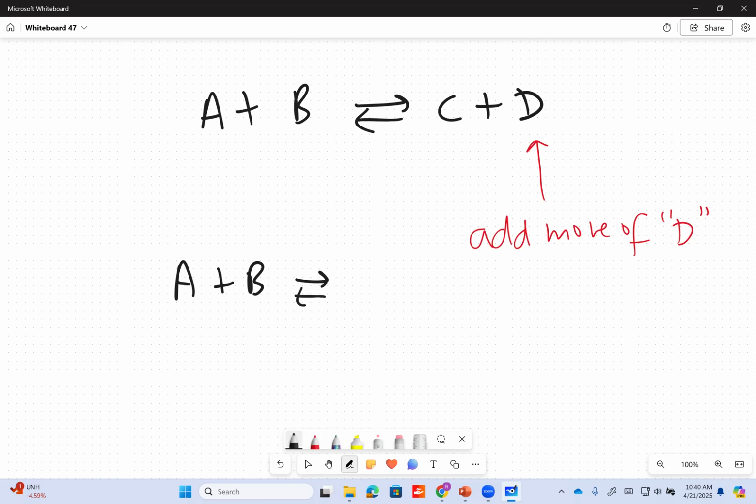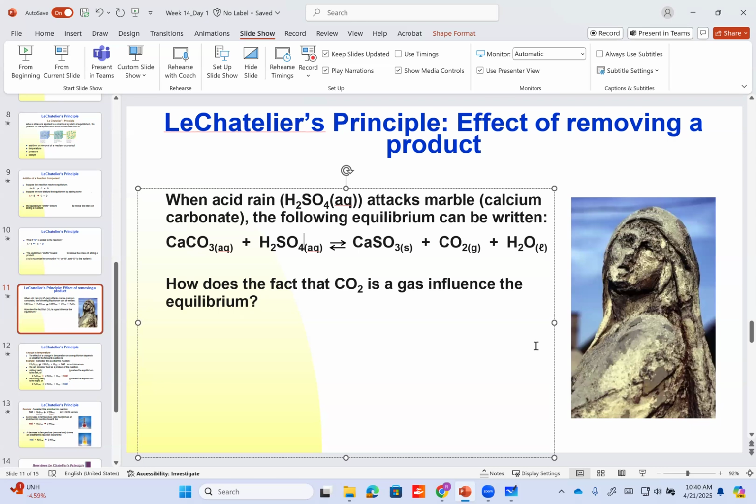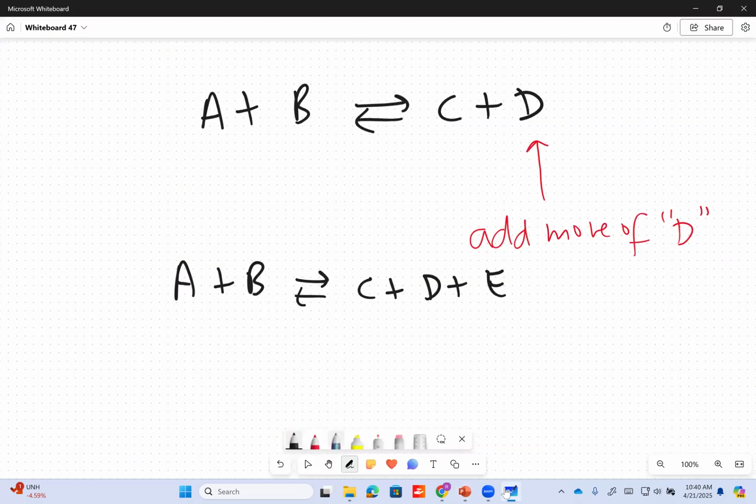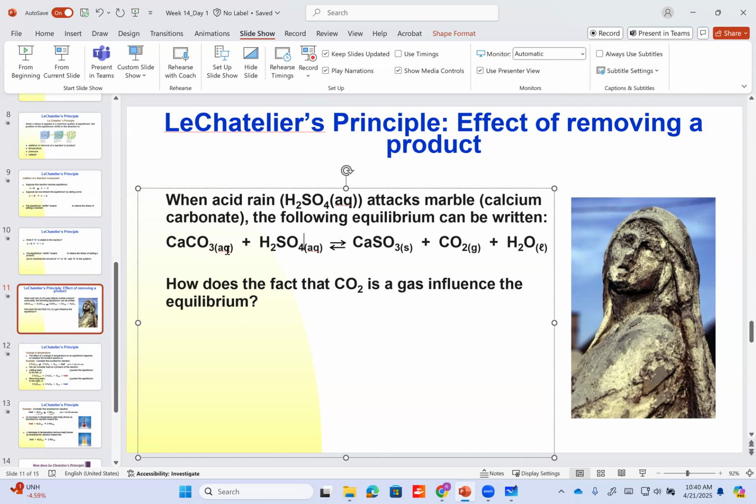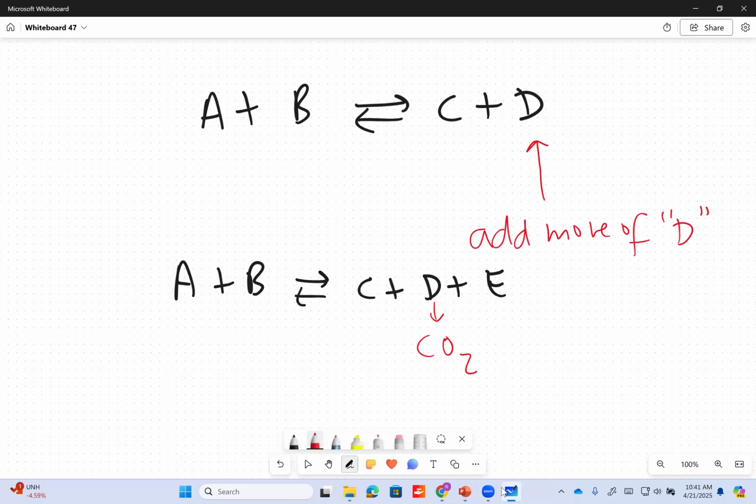In our reaction, we have C plus D plus E. The reason I do that is that in this PowerPoint slide we have three products, one, two, three. Carbon dioxide is one of my products, so let's say that C or D is my carbon dioxide. All of these are aqueous, meaning dissolved in water. This is solid, this is liquid, but this is a gas right here, carbon dioxide gas. What I'm going to do is remove carbon dioxide, so we're looking at removing D.